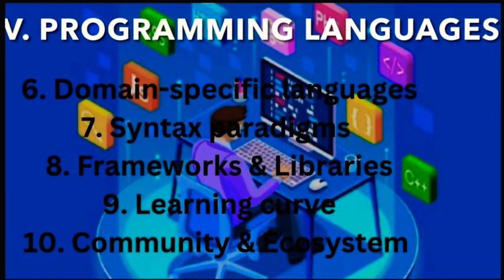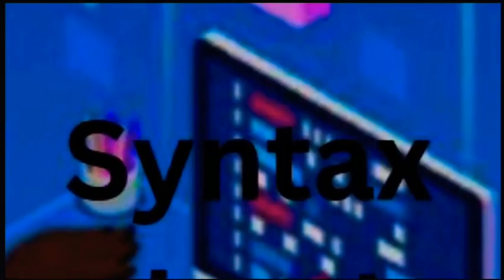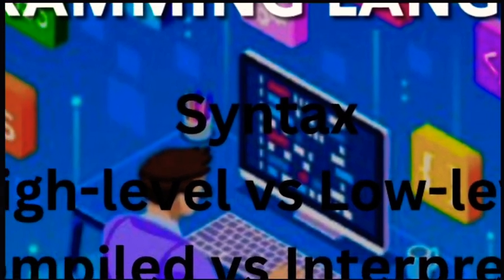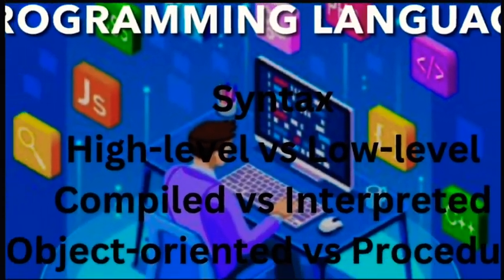Here are the key aspects of programming languages. Syntax. Programming languages have a specific syntax, which is a set of rules governing the structure and combination of symbols, keywords, and expressions used to write code.